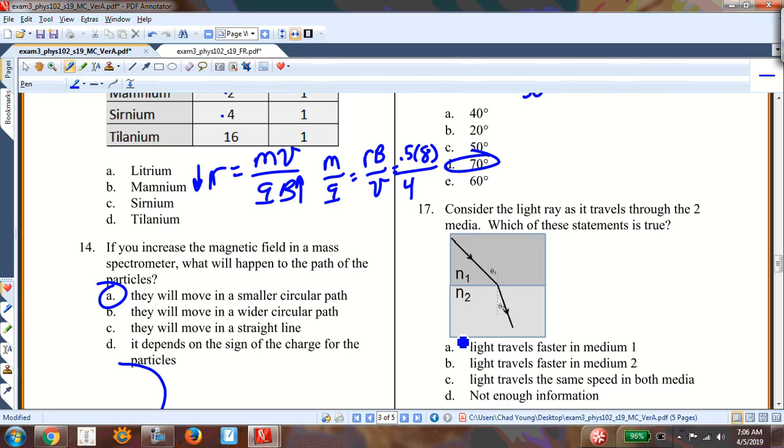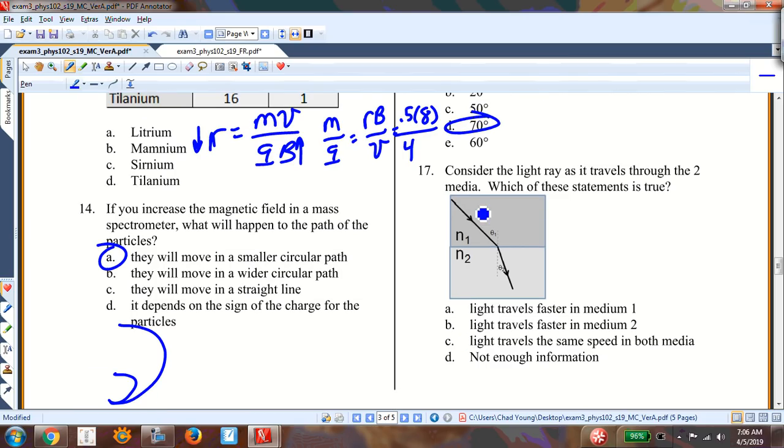Consider the light ray as it travels through the two media. Which of these statements is true? Well, what happens to the light? Well, it slows down here and speeds up, so it turns around, so it goes like that. So it's traveling faster in medium 2. I'm sorry, no, not traveling faster. It actually slows down in medium 2, so it's traveling slower in medium 2 or faster in medium 1. So light's traveling faster in medium 1. This has a low index. This has a high index of refraction because it's kind of like the muddy field, right?